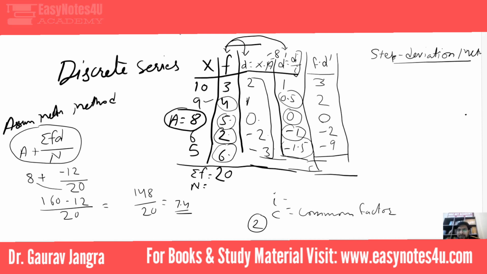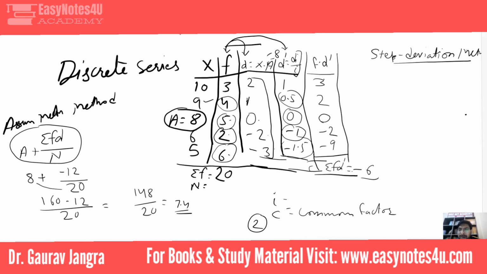Now you have to make the total of the summation f d dash. The value will be 5 minus 11, so the value will be minus 6.